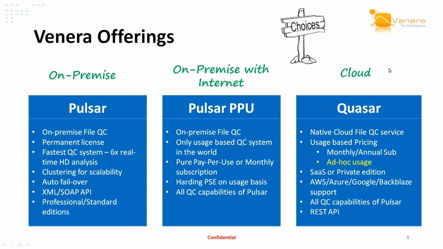And then, of course, if you're considering the cloud, we have our Quasar native cloud solution, which has the same QC capabilities as Pulsar, but it's in the cloud, and it takes advantage of the cloud capabilities in terms of dynamic scalability and so on. We have subscription-based modeling for Quasar, and we just announced ad hoc usage pricing. So if you don't have as much content, but you still want to use the cloud, you can certainly do that and use it occasionally as you need it on an ad hoc basis.